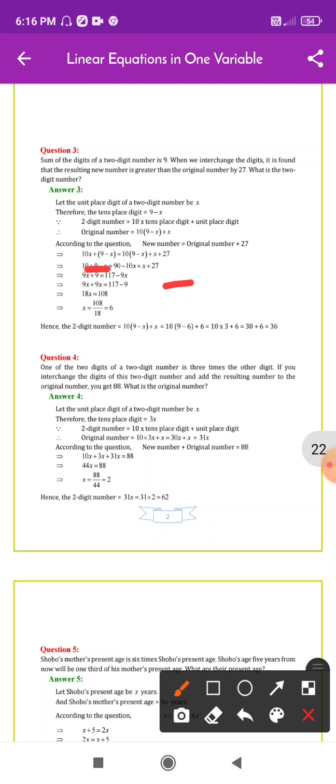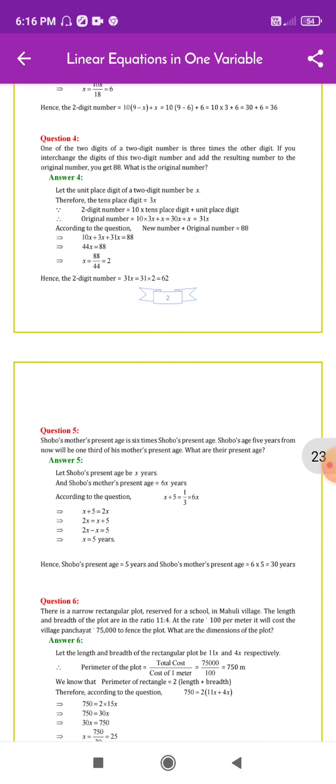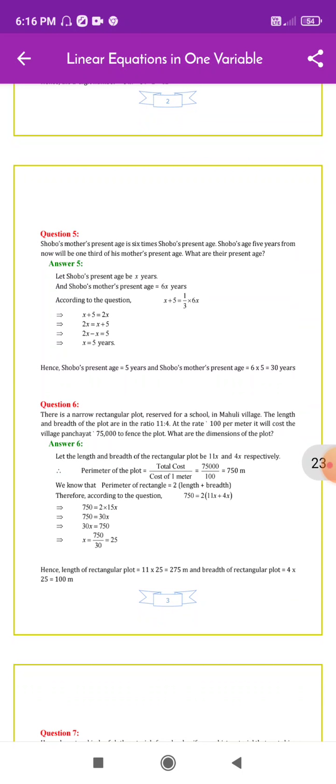Have you understood, student? See, question number 2, 3 and 4 are similar, so you can do it by your own. Okay, now go to question number 5. Question number 5, Shobho's mother's present age is 6 times Shobho's present age. Okay, means Shobho's mother's present age is 6 times Shobho's present age. Okay, so Shobho's age 5 years from now.